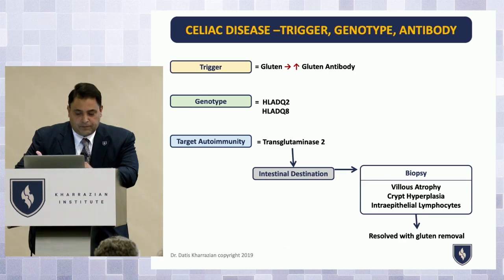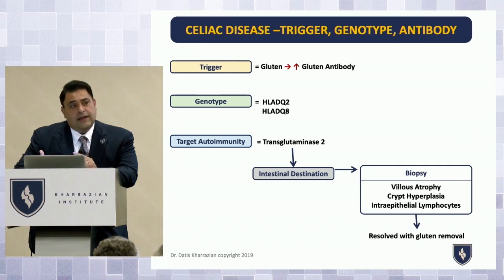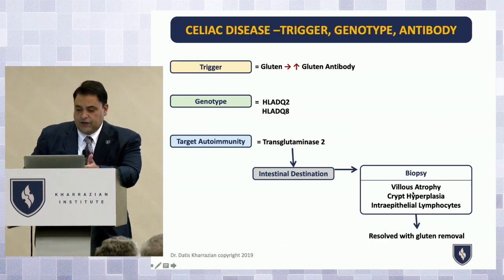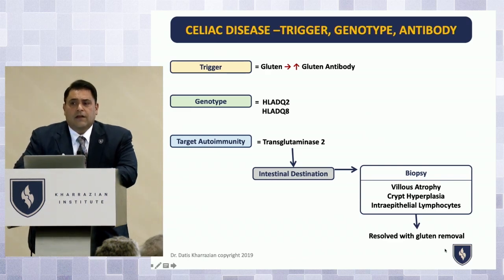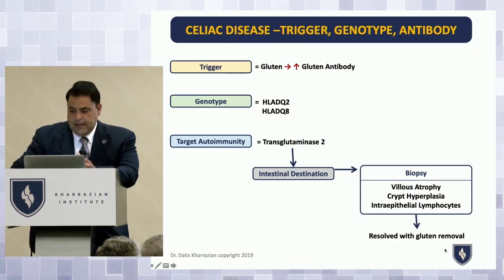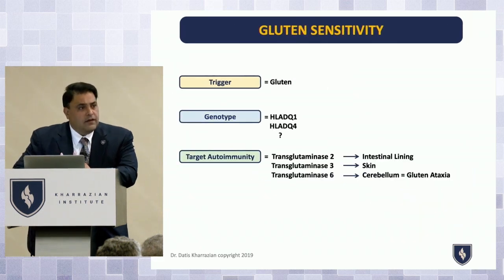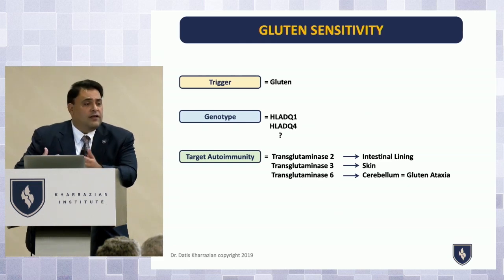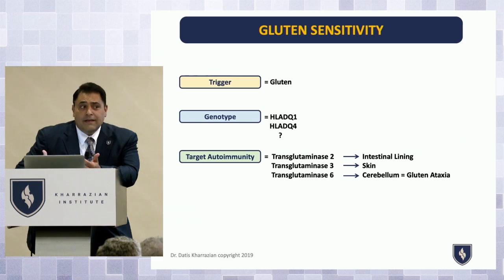So we know that the trigger is gluten. We know they make gluten antibodies. The genotype is HLA-DQ2 and 8, and the target antibody is transglutaminase 2. And they know with histology that they're going to get biopsy changes: villus atrophy, crypt hyperplasia, intraepithelial lymphocytes, and it's going to be resolved with gluten removal. Those are the key things. That is different from gluten sensitivity. Gluten sensitivity is HLA-DQ1 and 4. You can get some inflammation throughout the body. You can definitely get leaky gut. You can definitely promote autoimmunity with it. Gliadin antibodies alone can cross-react with many other tissue proteins throughout the body. So it's a major trigger for autoimmunity in general, but it's not going to cause malabsorption syndrome and complete villus atrophy.